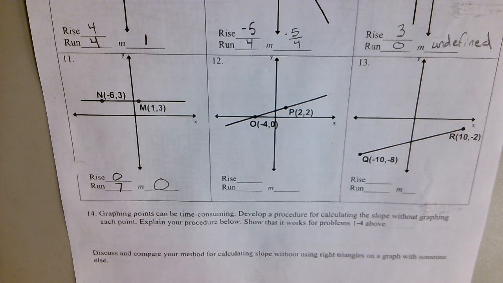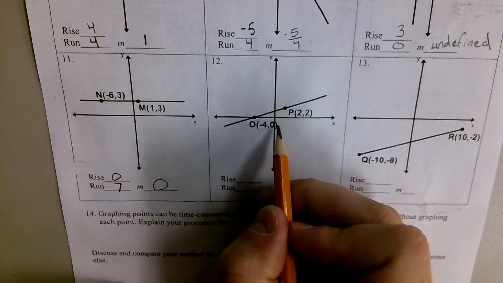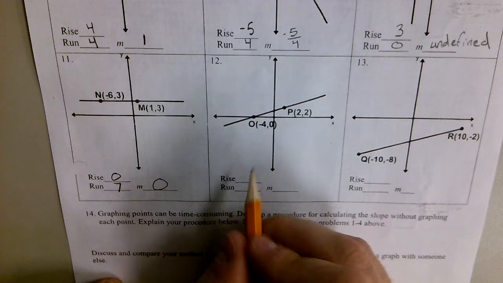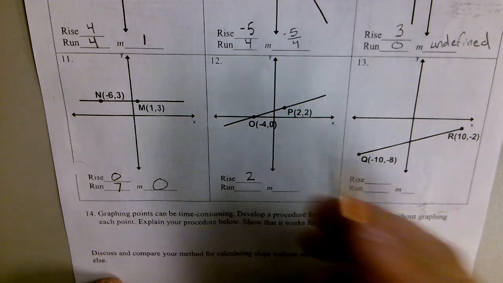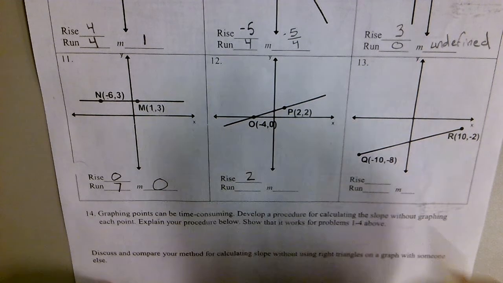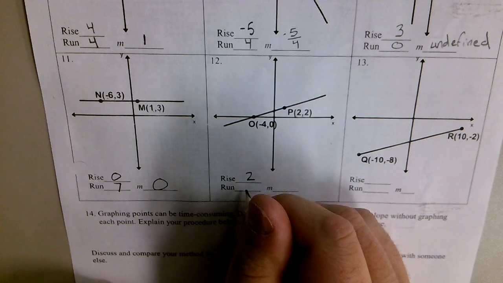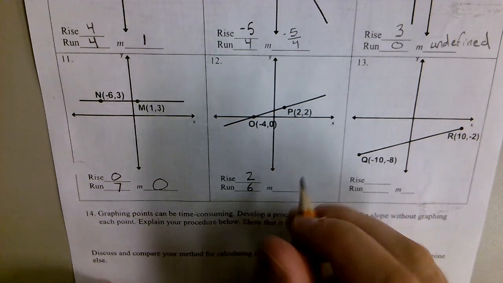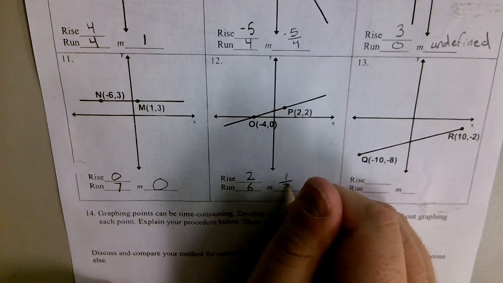Then in the next one, we're going from 0 to 2. So my rise is going to just be plus 2, and then my run is going from negative 4 to 2. So my run is going to be 4 to get to 0 plus 2 more is 6, and 2 over 6 reduces to 1/3.